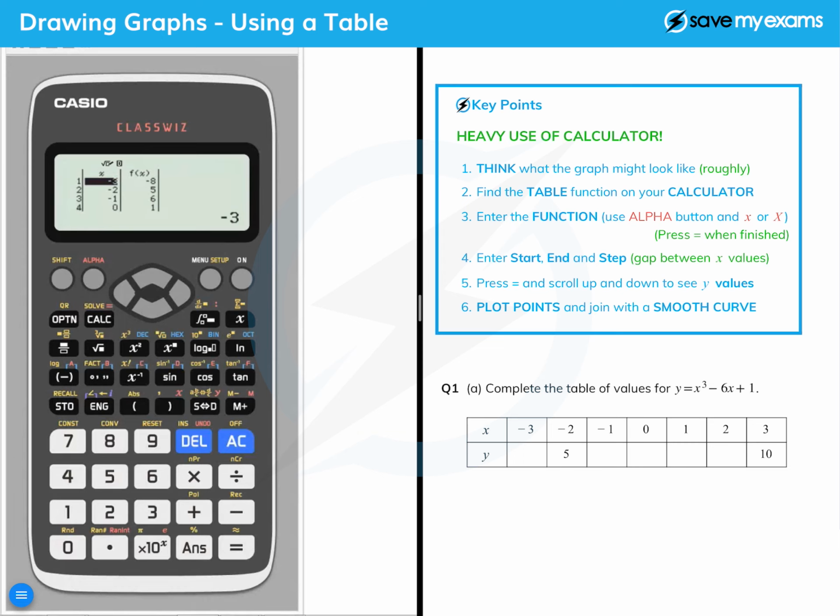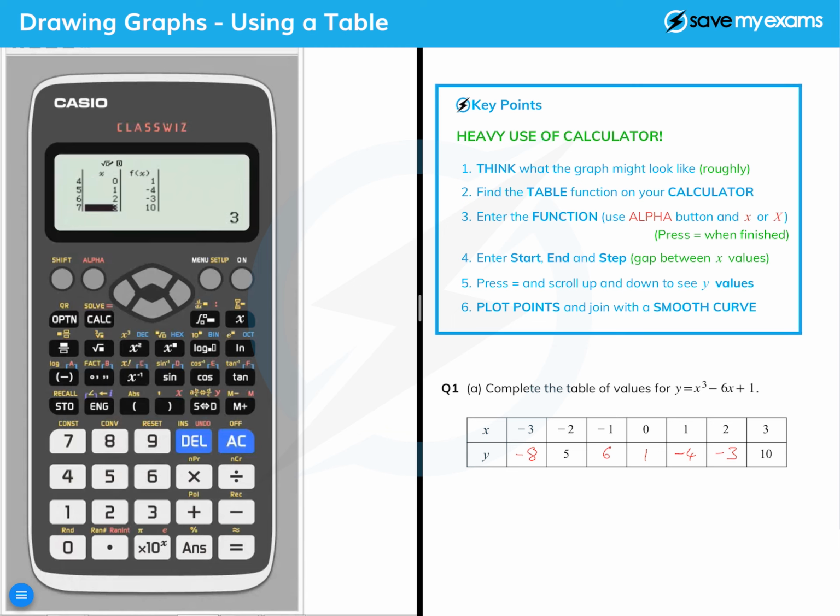So you see x and f of x there, which is y really. And if I scroll down, I can see the other values I want. Now, these table questions usually give you some values, so you can make sure that you're right. Oh, look, I am. Minus 2 is 5, and you may have spotted that 3 gave us 10 earlier. So now I just fill in the values. So I get minus 3 gives me minus 8, minus 1 gives me 6, 0 gives me 1, scroll down so I can see the other ones, 1 gives me minus 4, and 2 gives me minus 3. And there, just to confirm, 3 does give me 10.